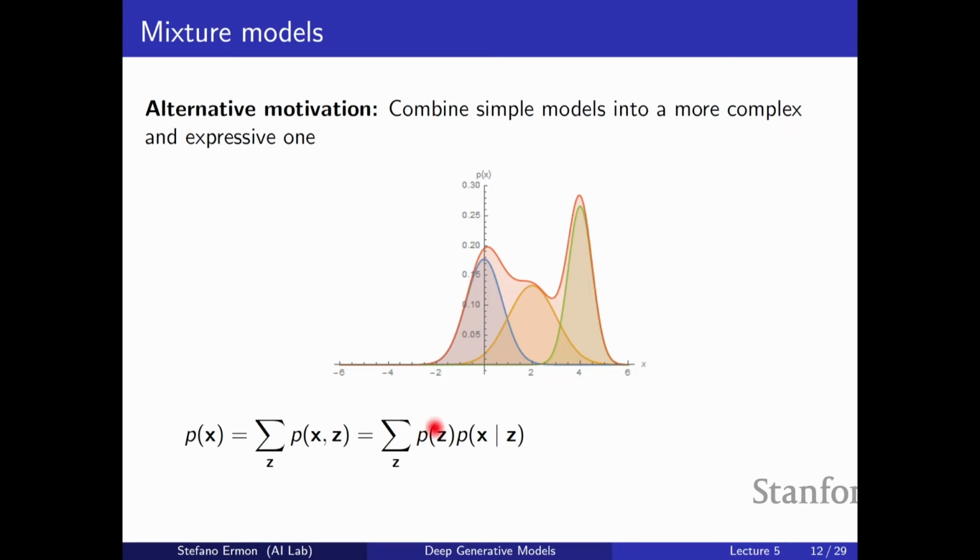In this case, the joint is just something that looks like this, where P of Z is just a categorical distribution, and P of X given Z is again something very simple, just a Gaussian with different means and different standard deviations. And so you can see that even though the components, the P of X given Z, are super simple, just Gaussians, the marginal that you get is much more interesting in terms of the shape you can get.